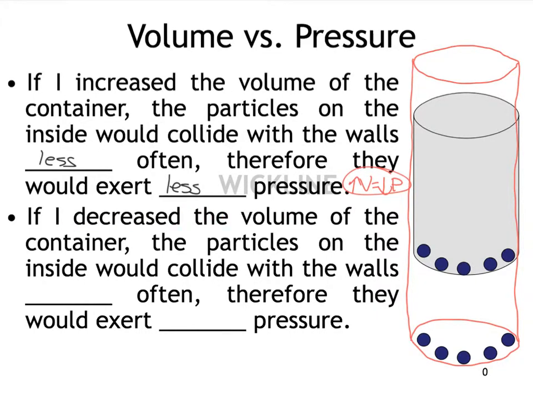If I decrease the volume of the container, the particles on the inside would collide with the walls more often. Therefore, they would exert more pressure. So now I'm saying if I decrease the volume, I'm going to increase the pressure. So both this one, an increase in volume is a decrease in pressure, and this one, a decrease in volume is an increase in pressure. Both of those are true. They're both inverse relationships, and they both are something you should remember.